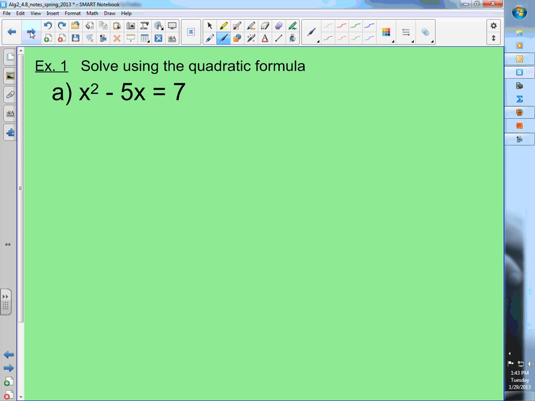So we're going to look at this. We're going to go through some examples here with quadratic formula. And by the end of today, I want you to be able to tell me when you should be using quadratic formula, when you should be using completing the square, and when you should be using factoring. Okay? And that's what you want to get out of what we're doing right now.